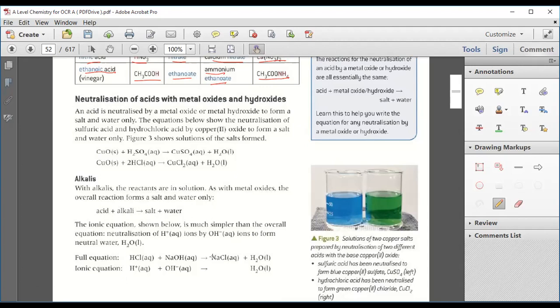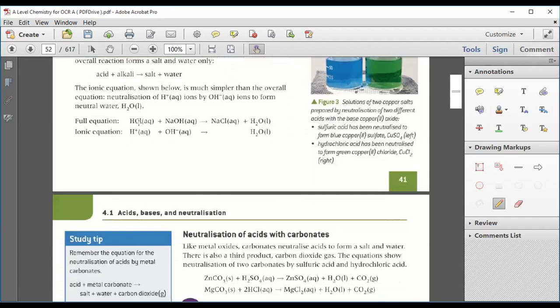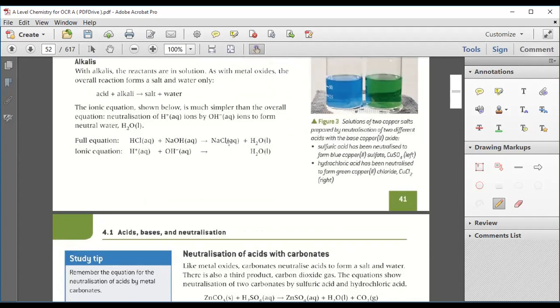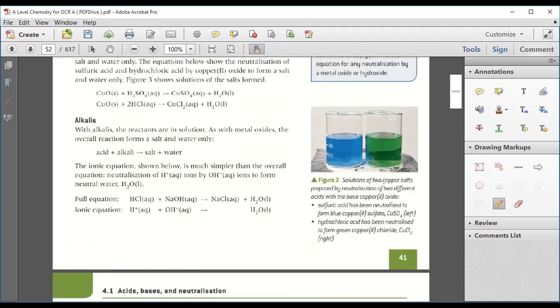Overall equation: HCl plus NaOH gives you NaCl plus H2O. That is what we have discussed. The ionic equation will be H positive plus OH negative gives you water, and the other one will be Na positive plus Cl negative gives you NaCl. Clear? Now if you see this figure, solutions of two copper salts are prepared by neutralization of different acids with different bases. The first one is sulfuric acid, neutralized to form blue copper sulfate, and hydrochloric acid has been neutralized to give copper chloride.